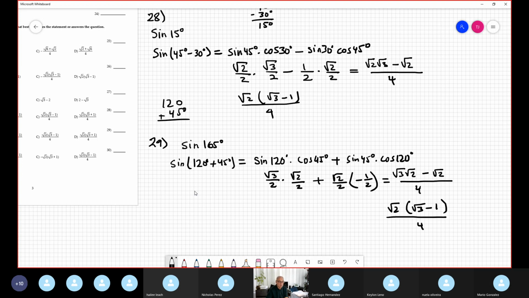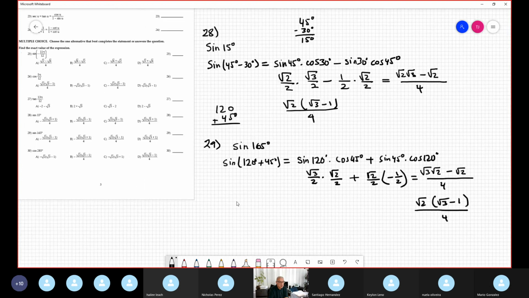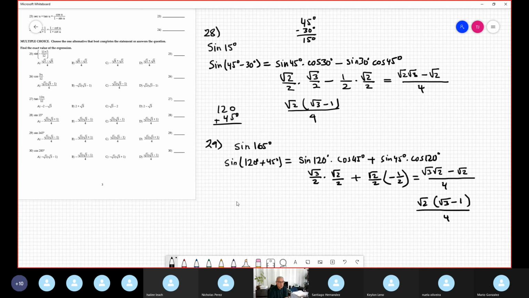Wow, it's a similar answer, right? It's the same answer for 15 and 165. It's option C, I guess. C. Yes, let's see. It's this one, and this was this. It's identical. Easy or no?